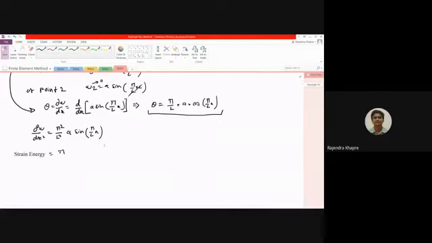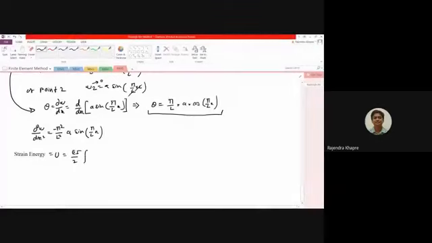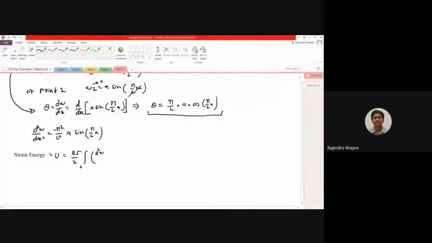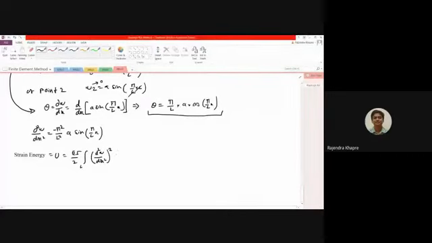Sine का cos होगा ना, तो cos का minus sine होगा. So this should be negative. Okay, so your strain energy, that is the pi, not the pi value, that is the u value. So u is basically EI divided by 2, integration over the length, of (d²w/dx²) whole squared dx.